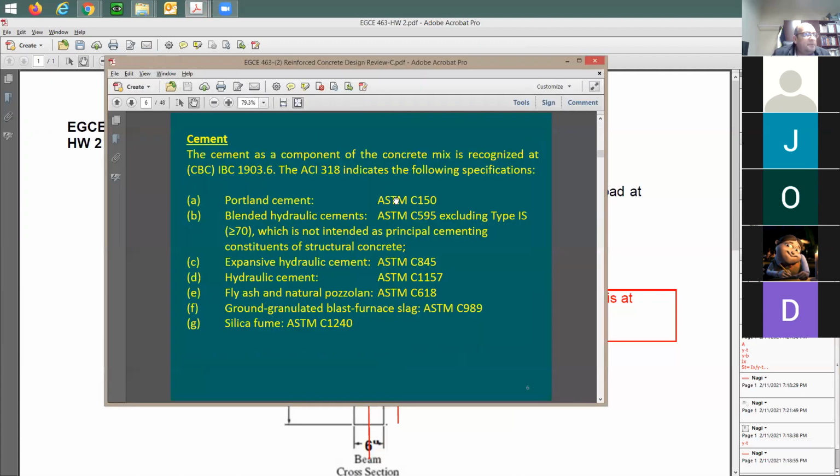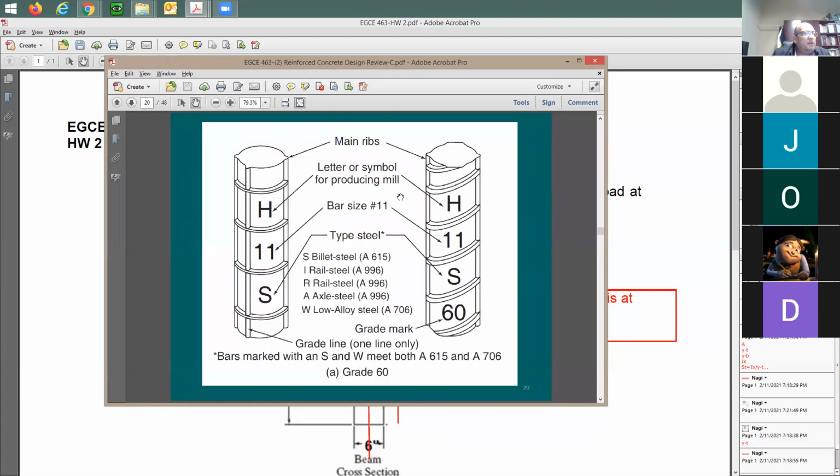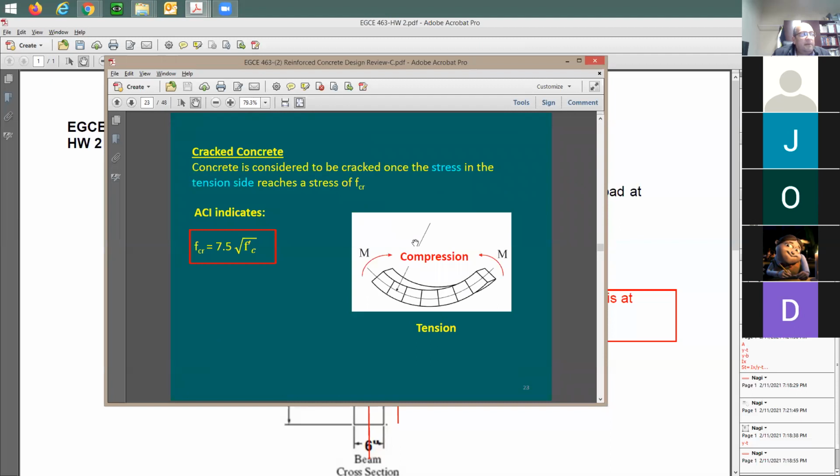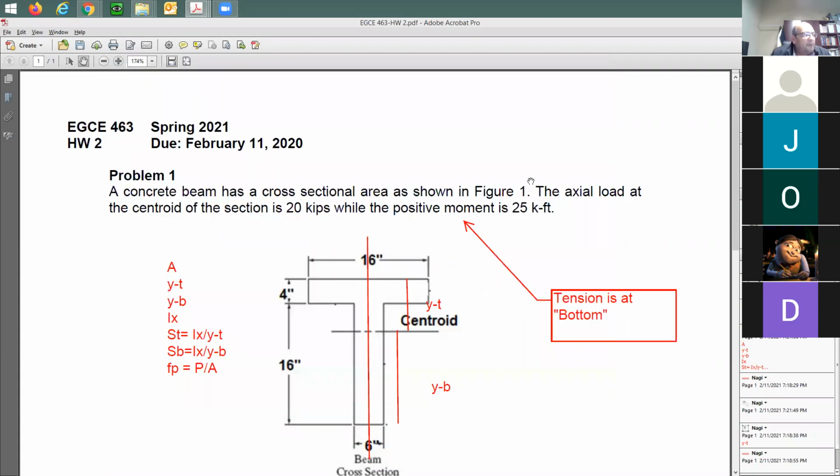Look at this. Is it clockwise or counterclockwise? It is both, right? So it is not really about clockwise or counterclockwise. It's about tension on the bottom, compression on the top. This is what we need to be looking at. So the moment is going to be causing compression here and tension on the bottom, right?